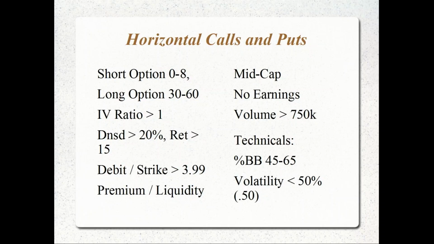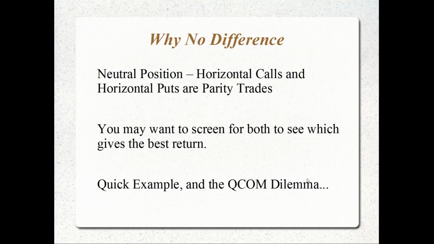We still probably want to look to mid to large cap stocks to avoid large fluctuations in the underlying. And again, the technicals: instead of looking for stocks that are near the upper Bollinger Band for a diagonal call, or near the lower Bollinger Band, or at least below the 50% range for the diagonal put, you want to be in that range of about 45 to 65, and you want the stock volatility to probably be under 50% or 0.50. You don't want a volatile stock when doing the neutral positions. You might get a better premium up front, but again, it has more of a chance to move against you.